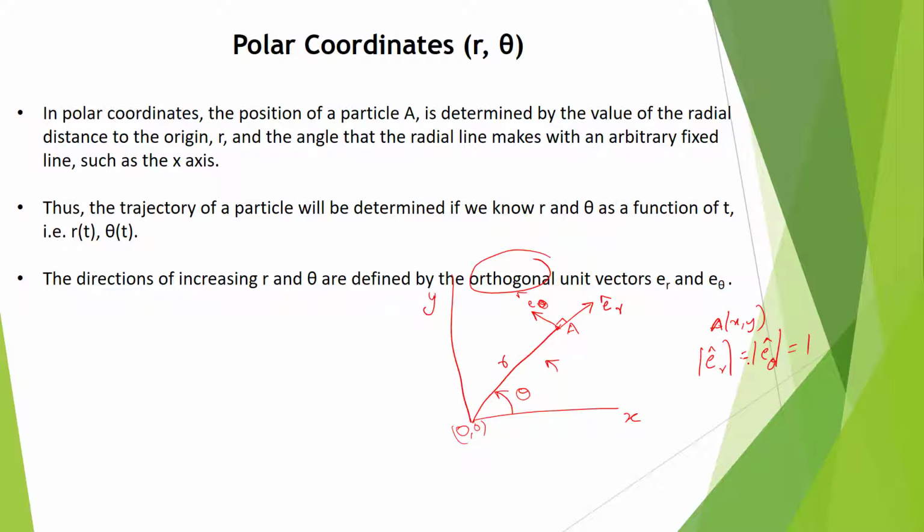So I'll just read what I have pointed out here. In the polar coordinate system, the position of a particle A is determined by the value of the radial distance to the origin R, and the angle that the radial line makes with the arbitrary fixed line. The trajectory of a particle will be determined by R and theta as a function of t. We are considering a time varying phenomenon, and the variable is the position. So how can we define the position with x and y coordinates, considering the 2D problem, or radius and theta, as we have mentioned. Let me go to the next slide.